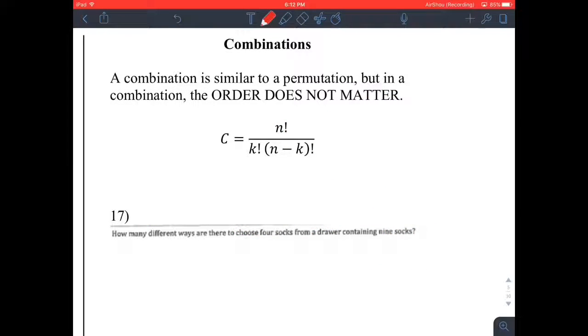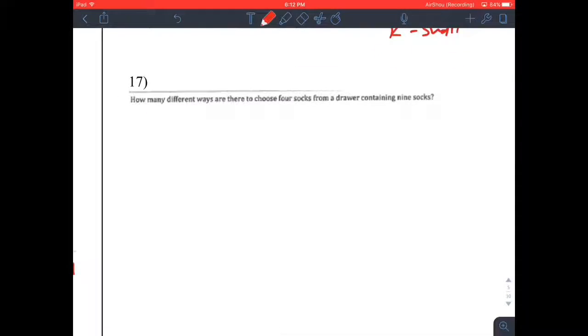All right, combinations. A combination is like a permutation, but in this case, the order does not matter. Permutation, the order did matter. The order in which you were chosen was important. For a combination, the order does not matter. And it's this formula that you see here, where n is the large set and k is the small set that you're choosing. So an example, 17.